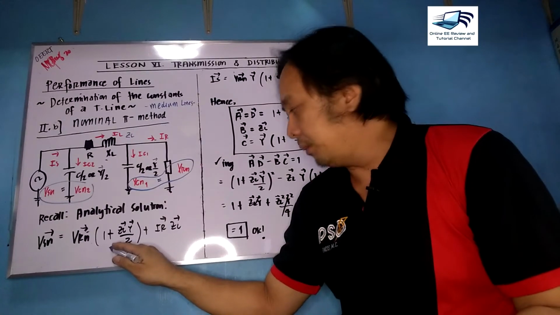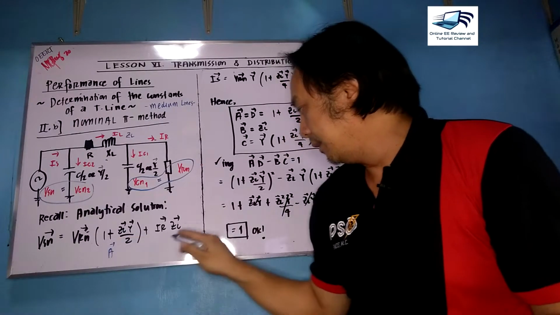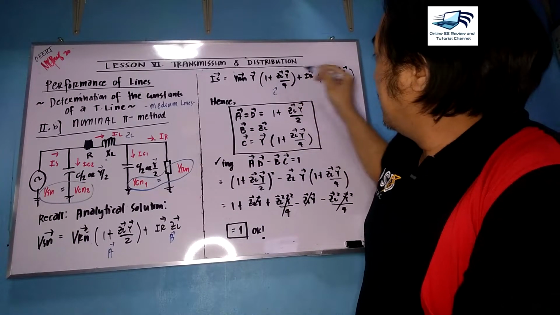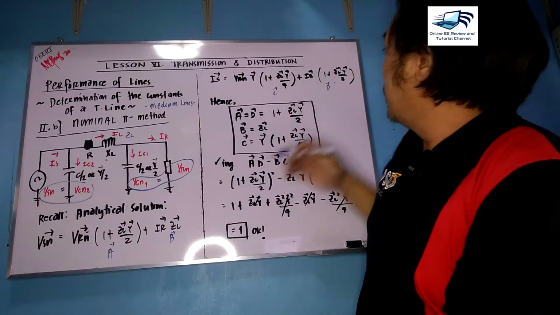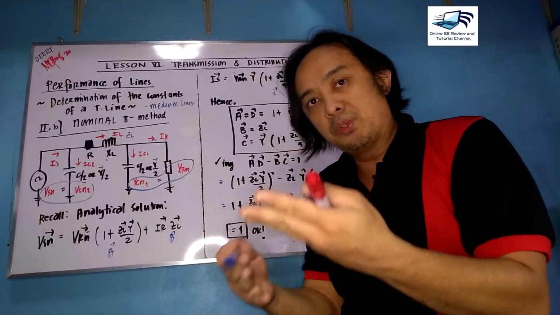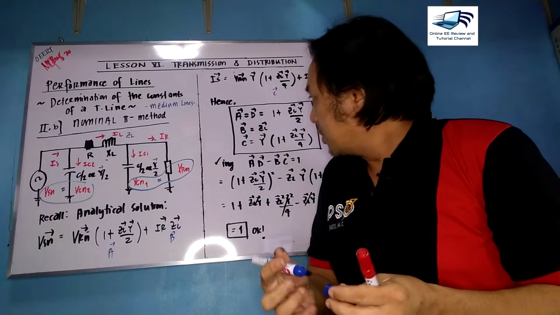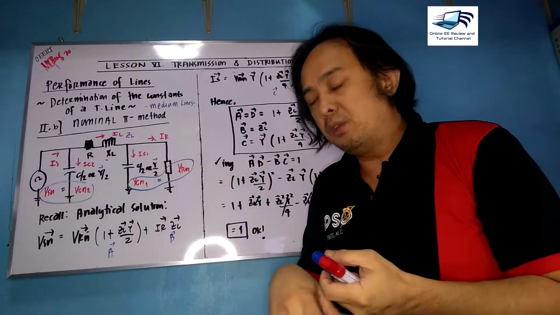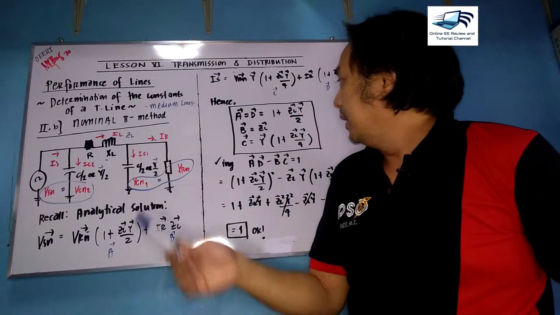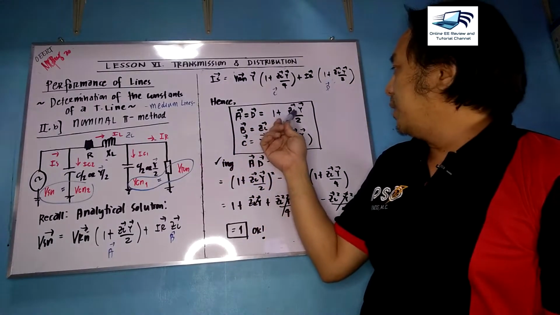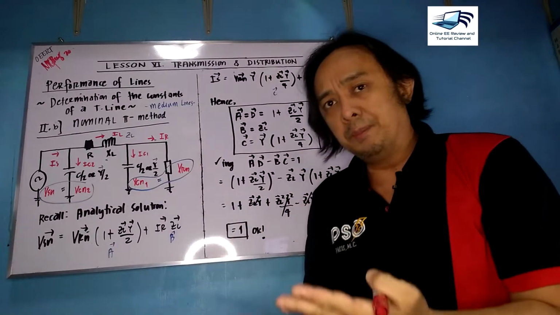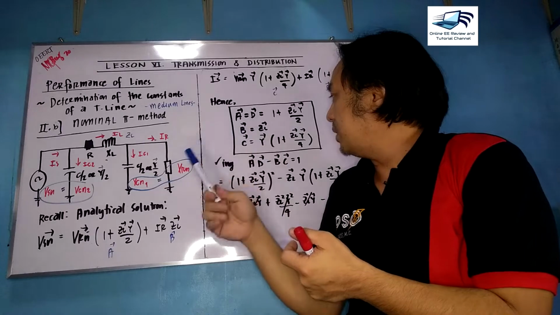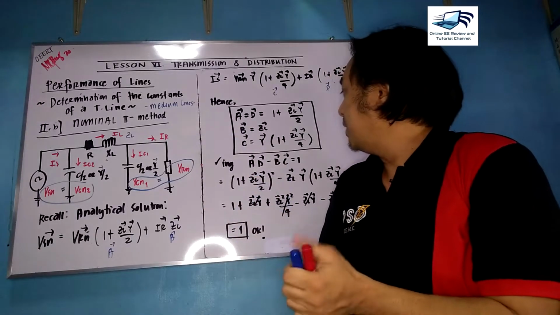So if we correlate this again in your ABCD constant formula, this will be your A, this will be your B, this will be your C, and this will be your D. So you already have an idea, no, on those parameters. So if we compare this with your ABCD constant matrix, the A is equal to D, 1 plus ZL Y all over 2. As you can observe, this is also the same with the nominal T for the A and D. B is equal to ZL and C is equal to Y times (1 plus ZL Y all over 4).